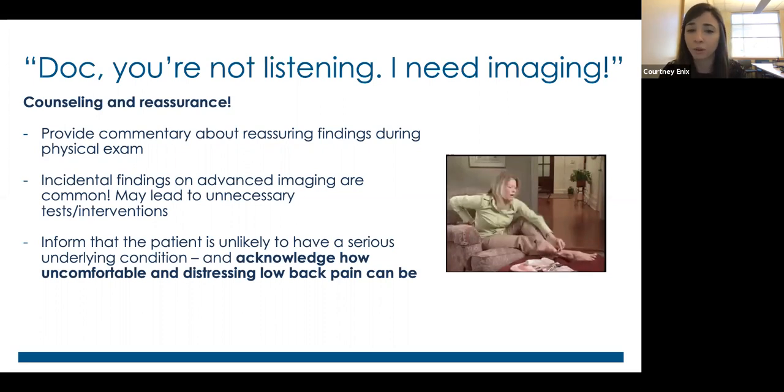But it's really important to acknowledge how much it sucks, right? It is really uncomfortable, really distressing. And I think that can go a long way, just getting on the patient's level to say, this is really terrible. I hope that we can find something to make you feel a little bit more comfortable and keep you functional, and that this is going to improve.